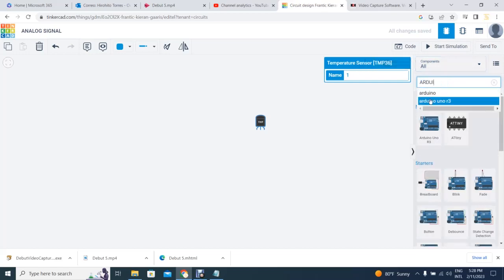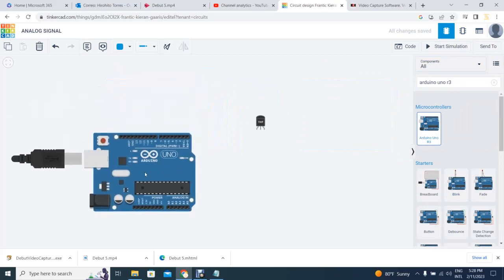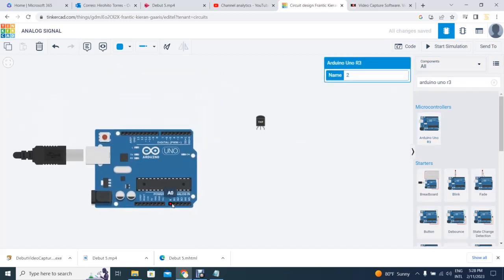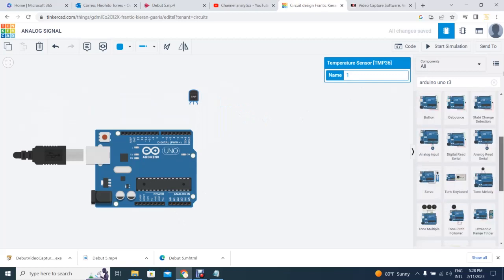An Arduino Uno. Let's see, here is going to bring an Arduino Uno. Now, here in the Arduino, as you can see, are the analog pins that we're going to be using. Now, let's bring a breadboard to make life easier.